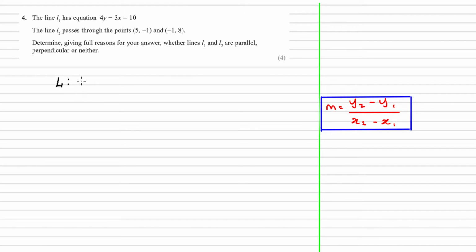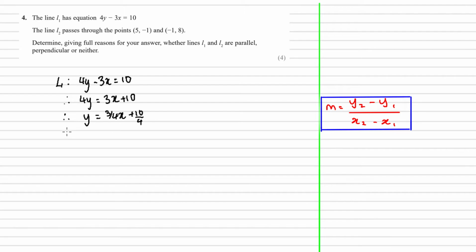Okay, so I'm first going to start off by stating the equation of line L1, which is 4y minus 3x equals 10. So what I'm going to do is rearrange this to get y. I'm going to add 3x on both sides. I can therefore say that 4y equals 3x plus 10. Now I'm going to divide both sides by 4, and I can therefore say that y is equal to 3 over 4 x plus 10 over 4.